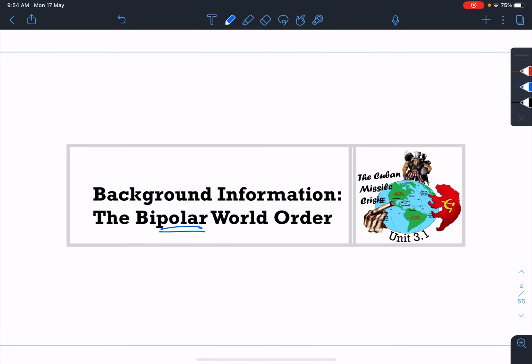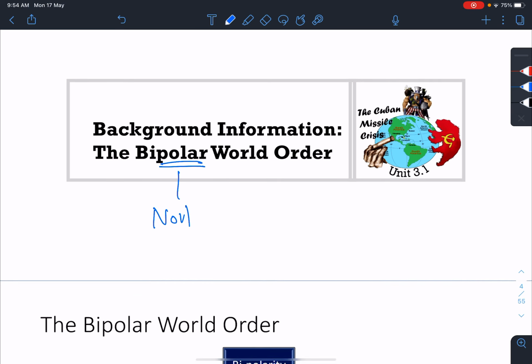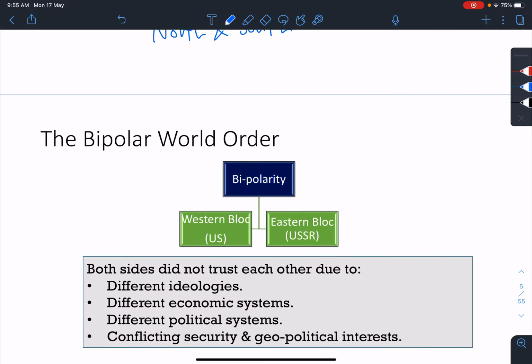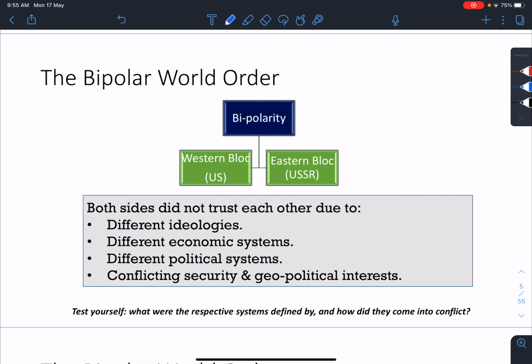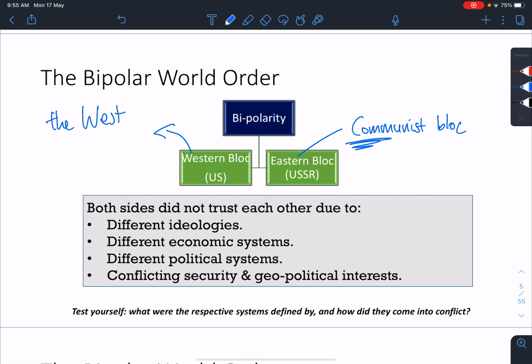Here, so when we're talking about poles, think of it, North and South Pole, okay? You know magnets, right? So when I have North Pole and South Pole, they don't like each other, they're going in different directions. That's how I get this idea of bipolar, where the world is split into two, okay? And we know we have the Western Bloc and the Eastern Bloc. Now, if you don't want to use Eastern Bloc, a more simple way to put it is the Communist bloc. Always remember to capitalize Communist because it is a proper noun. You can also say, if you don't want to say the Western bloc, you can say the West. Again, make sure you capitalize.